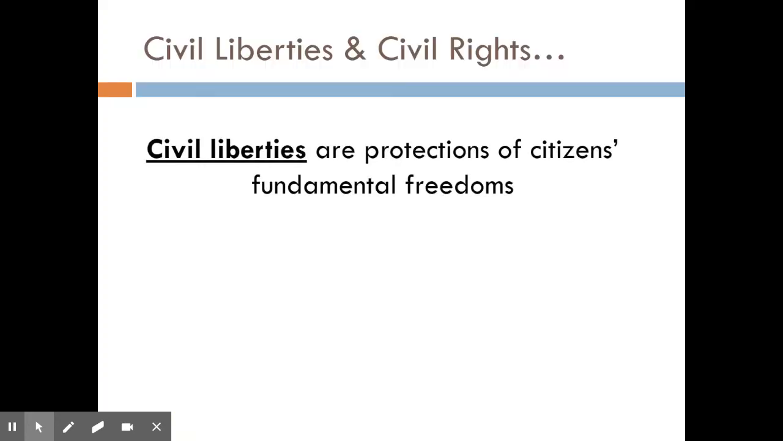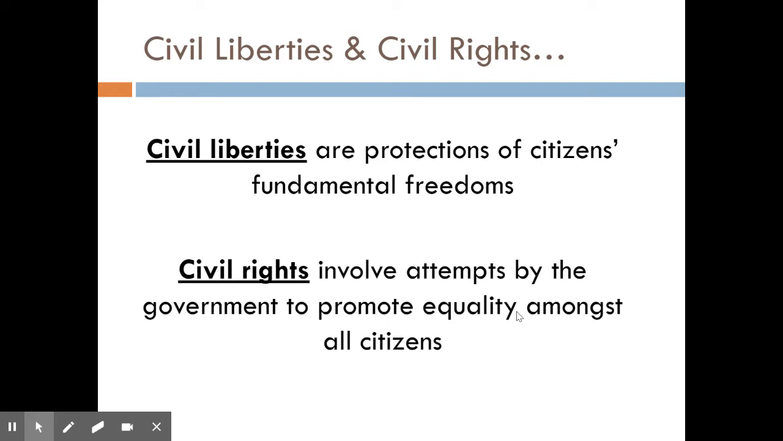All right. So civil liberties are protections of citizens, like fundamental freedoms. These would be protections against an abusive government, maintaining your freedom of speech and freedom of press, rights of marriage. Most of the things that we find in the Bill of Rights are civil liberties, for the most part. And civil rights are attempts by the government to promote equality, being the key word, amongst all its citizens. So civil liberties are protections from the government, and civil rights are the government trying to promote equality amongst all of its citizens. And again, these are terms that you've definitely heard of before.